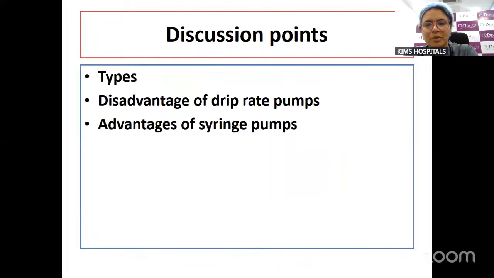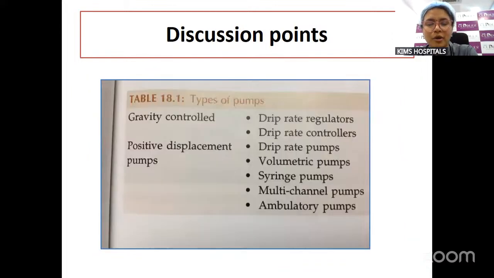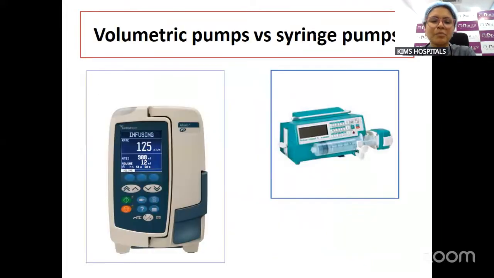Now, these are syringe pumps. These are common equipment used for providing intravenous fluids at precise volume rates to babies. There are different types of infusion pumps, including gravity-controlled drip rate regulators and the positive displacement pumps, of which volumetric pumps and syringe pumps are the commonly used devices. Syringe pumps are positive pressure displacement devices which use positive pressure for providing fluid at a precisely regulated volume. And they may also alarm when there is occlusion to the limb or when the infusion is about to complete or when the infusion is already completed.